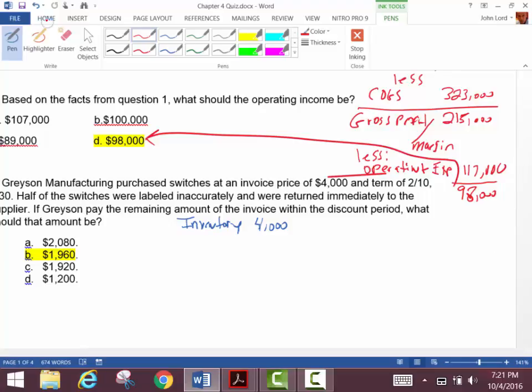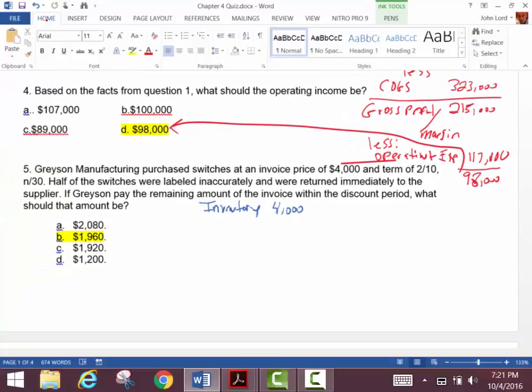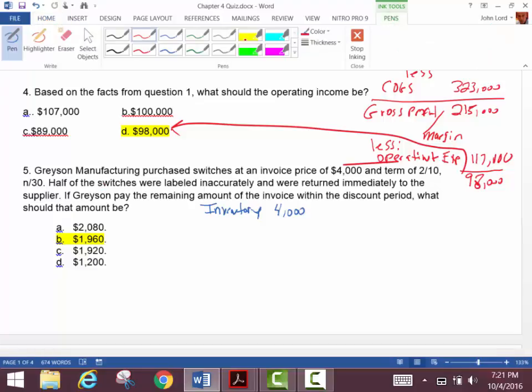Okay, so now we come over and they want me to talk about this one where I had switches that came in at an invoice price of $4,000. Terms were 2/10, net 30, and so they tell me that I bought this inventory. And at the end of this, what amount are we going to have to pay when we pay this thing off? Because we bought some inventory.